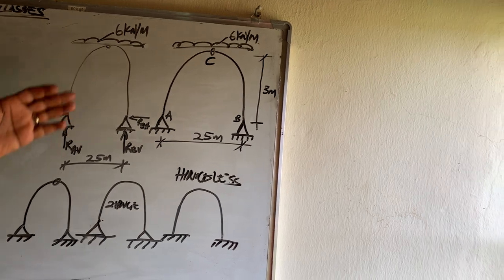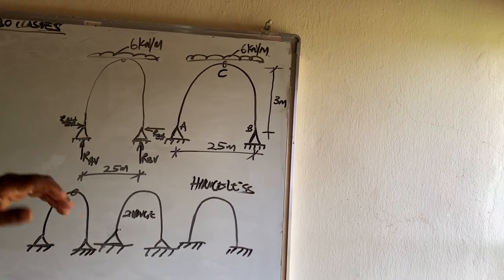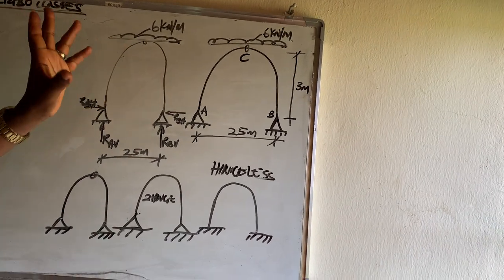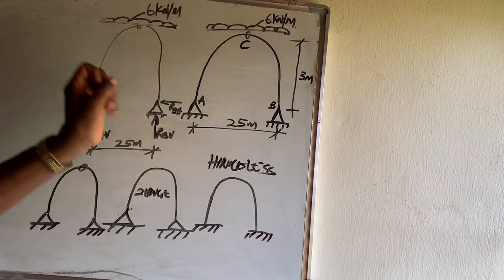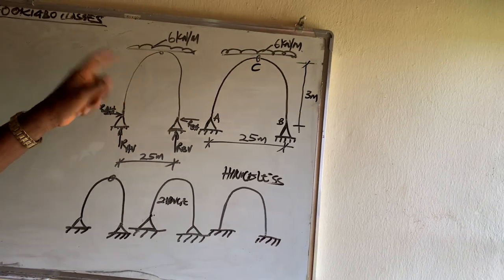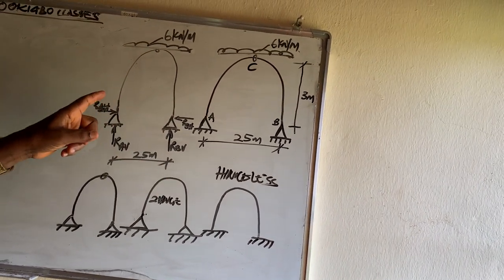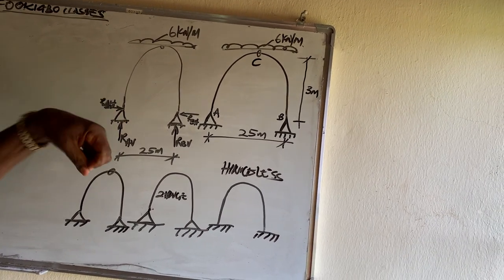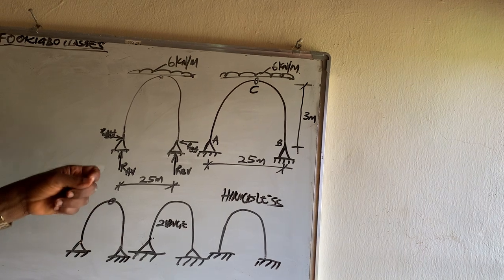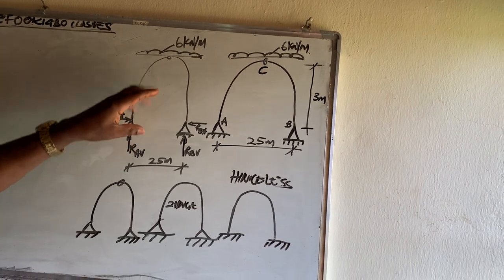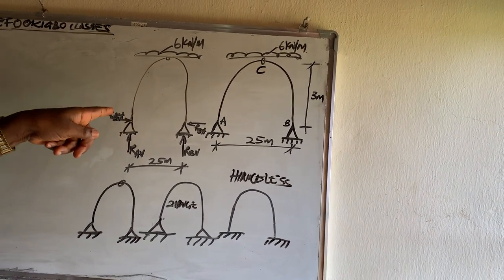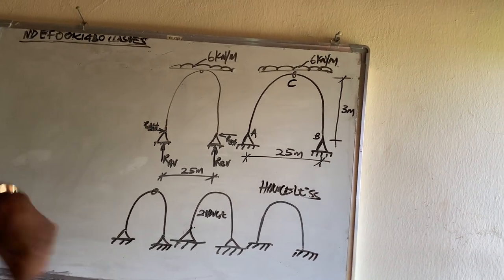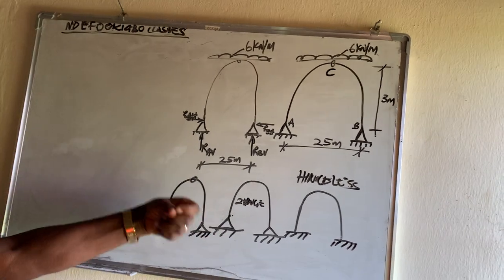If you remember what I told you when I was dealing with continuous beams that were hinged, I told you that wherever you find a hinge on any structure, that particular point becomes flexible. Hinge makes a point flexible rather than stiff, as it is found in most beams. The other parts of the arch are stiff, except at the point of hinge. So at those hinge points, there's no resisting bending moment because of flexibility.